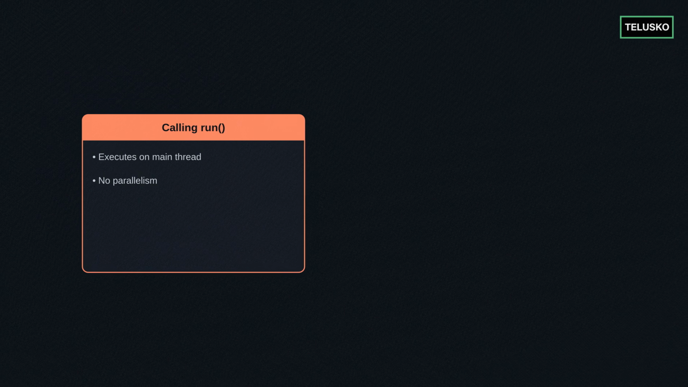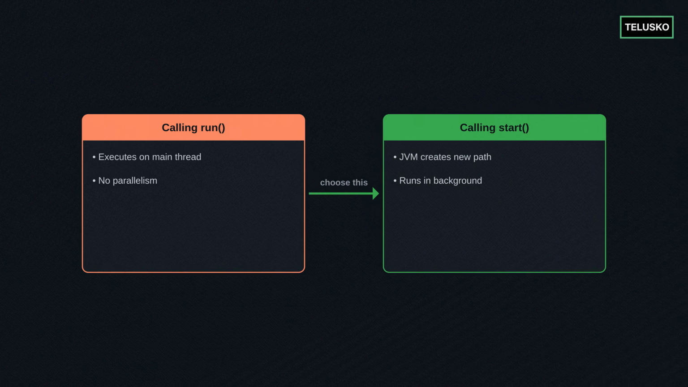You might wonder why we do not just call the run method directly. If we did, the code would execute on the main thread itself, giving us no parallelism at all. Calling start is what actually hands the work off to a separate execution path. You have just learned how to create a task and launch it on its own thread. Next, let us look at watching two threads interleave.